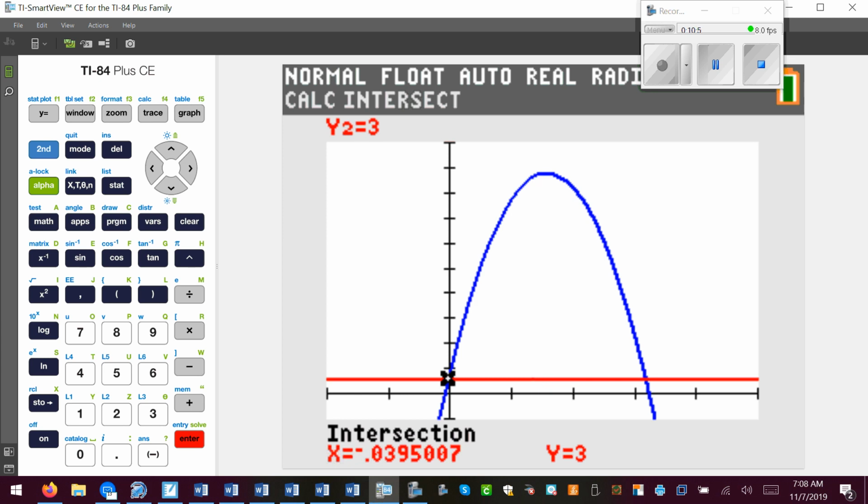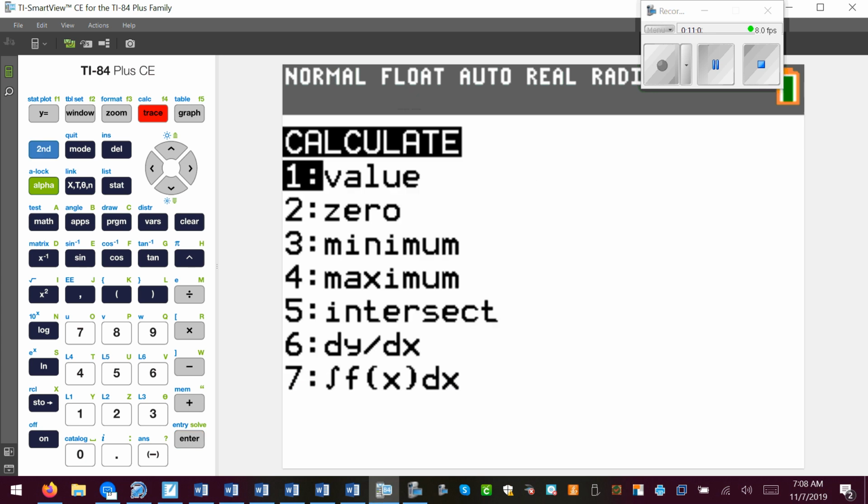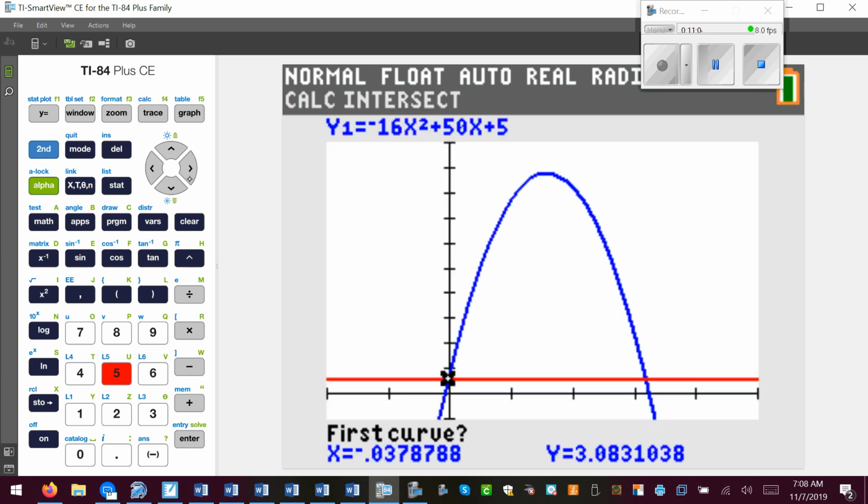Now the problem is it found the intersection point that's over on the left, and that's not going to work for me because the time is negative, and in our context, negative time doesn't make sense. So I'm going to do it again, second trace, select number 5, and I'm going to take my cursor and move it over closer to the other intersection. Your calculator is going to find the intersection point that your cursor is closer to.